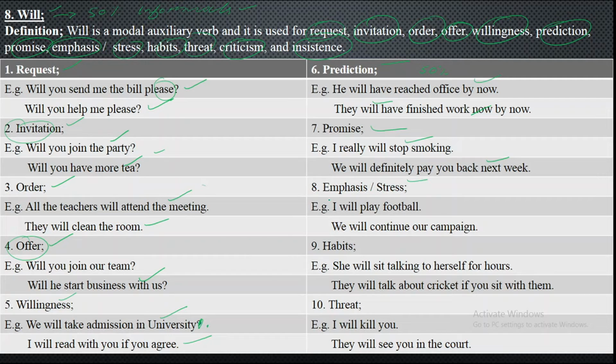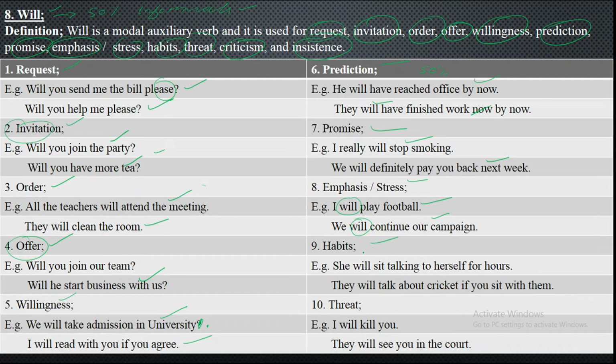Emphasis and stress. I will play football. Here, for stress, keep in your mind, we will stress the modal auxiliary verb. Like, I will play football. This is to show your emphasis or stress to someone that I'm going to do this work by hook or by crook. And next one we have got, we will continue our campaign. No one can stop us.